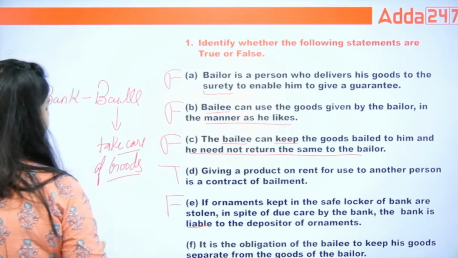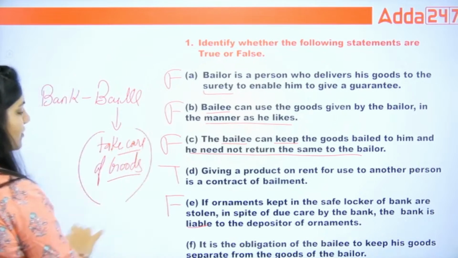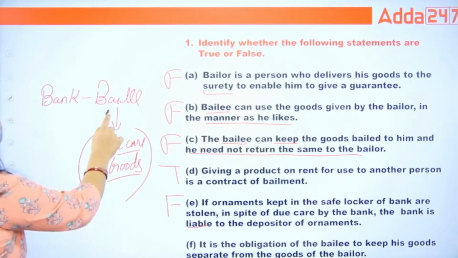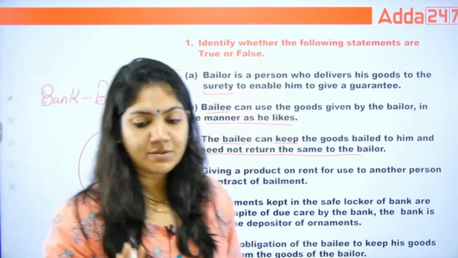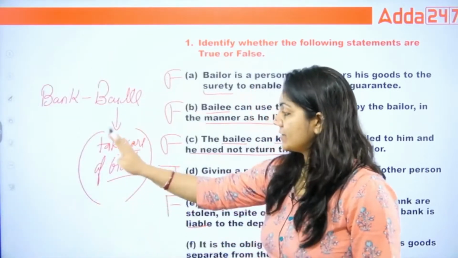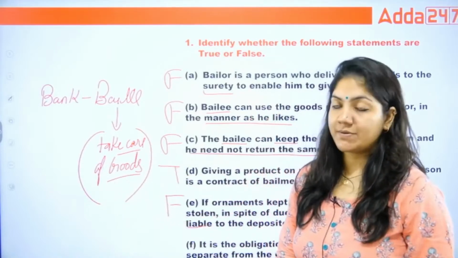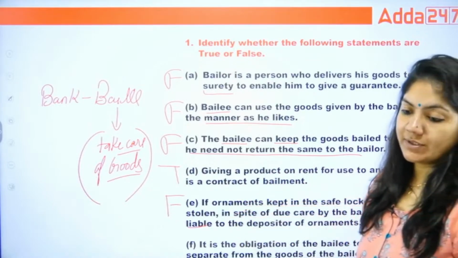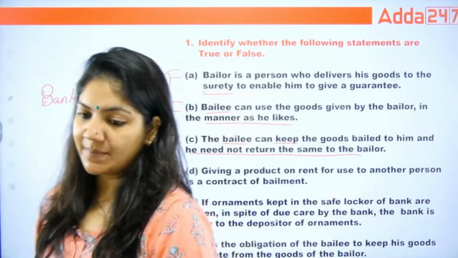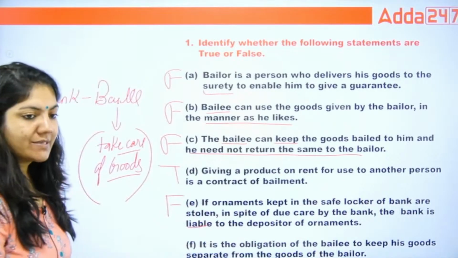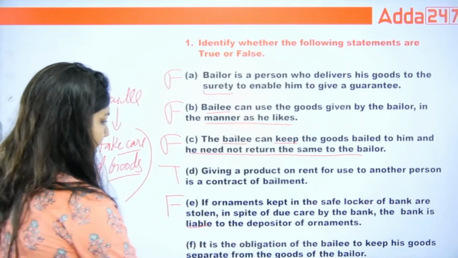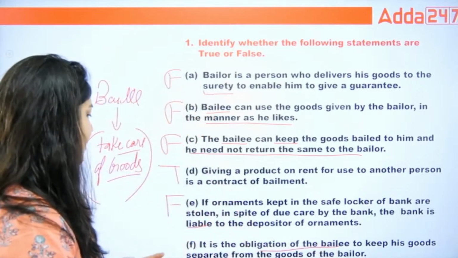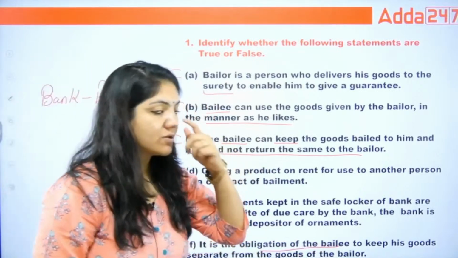So if the bank has taken care of the goods as a reasonable person, the bailee will not be responsible. So that's why, class, the statement that the bank is liable is absolutely false. The bank is not liable. It is the obligation of the bailee. Obligation means duty of the bailee to keep the goods separate from the goods of the bailor.